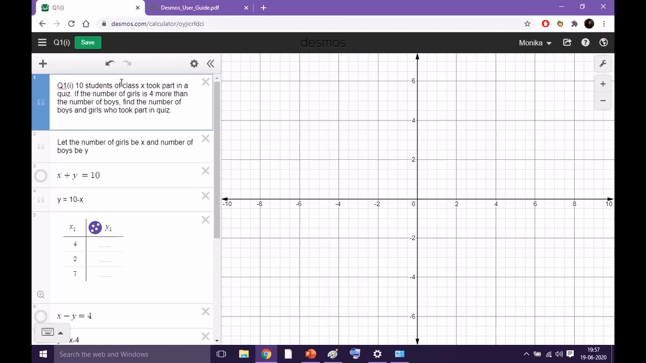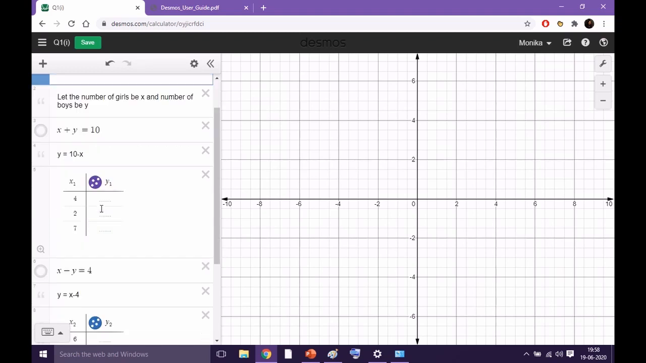Because it's given there are 10 students in the class, the first equation will be x plus y is equal to 10. We know that when we solve linear equations in two variables, we put one variable on one side and find the value of the other variable. So here I have kept y on one side and taken x on the other side, so y is equal to 10 minus x. I'll put the values of x and find out the values of y. If I put x equal to 4, then y will be 6. So you can check here, the point is (4, 6).